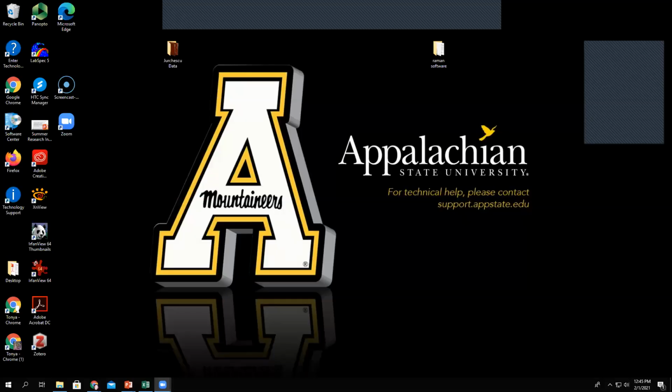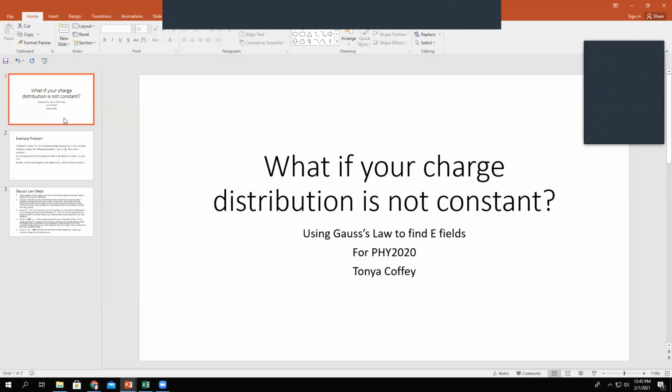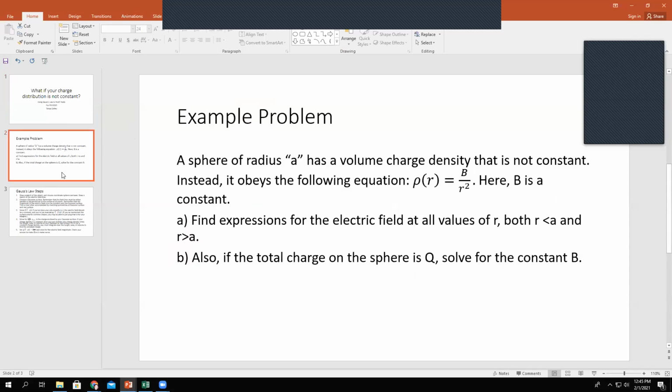Hi, everybody. In today's lecture, I'd like to talk about what happens in Gauss's law if you have a non-constant charge distribution. Let's get started. What if your charge distribution is non-constant, but you still want to do Gauss's law? We're going to use Gauss's law to find the electric field, but for a charge distribution that isn't straightforward and constant, but varies with the spatial coordinate.